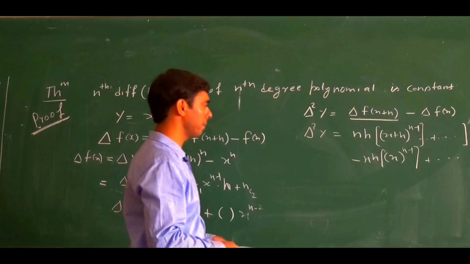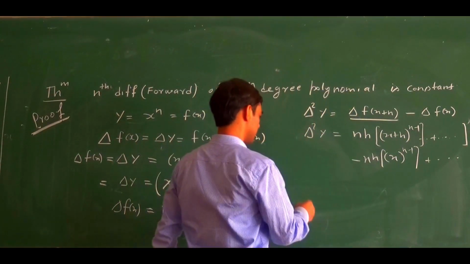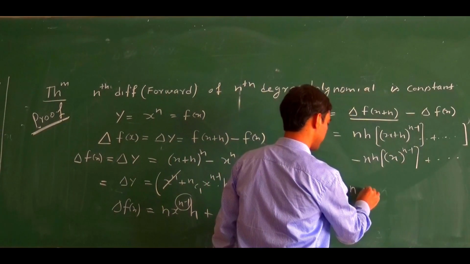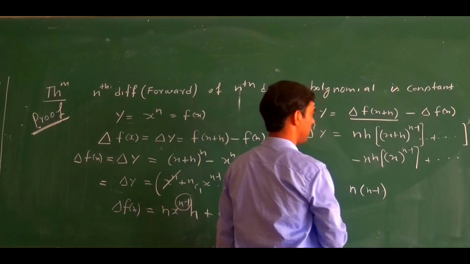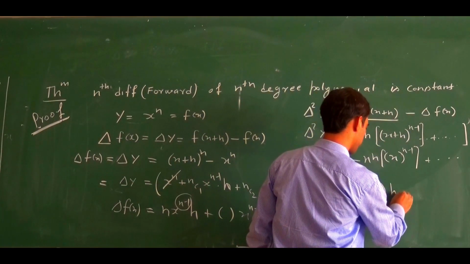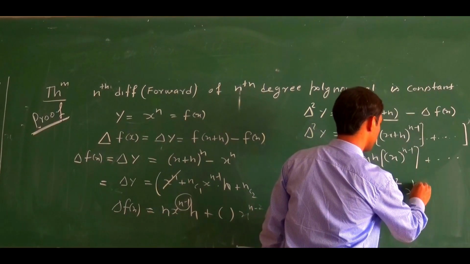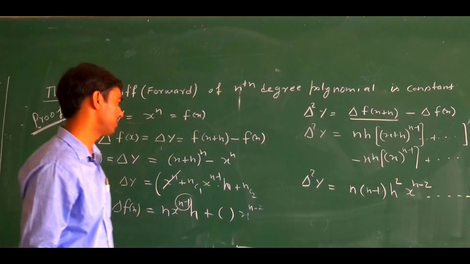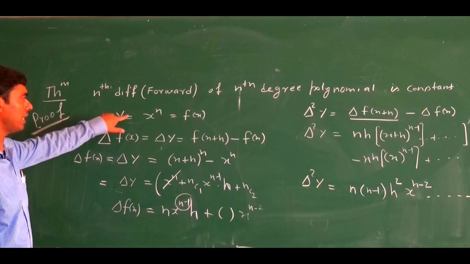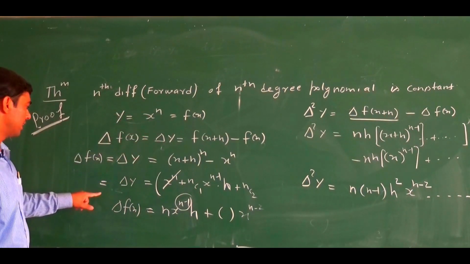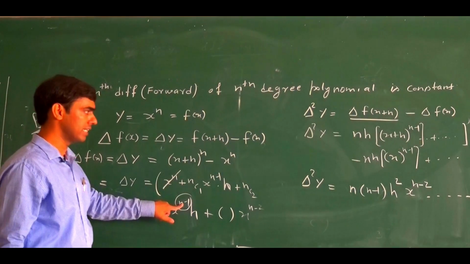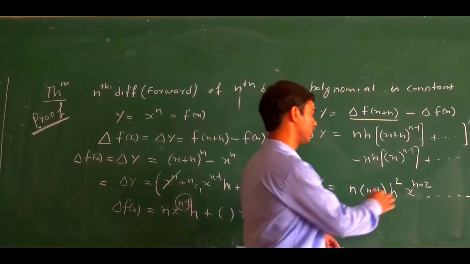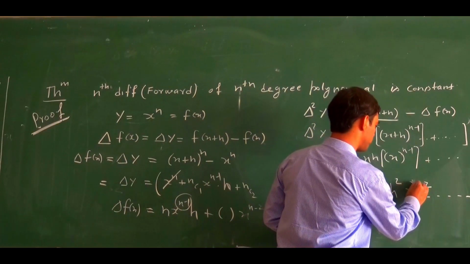If we ignore these and expand, then del 2y becomes n times n minus 1, h squared, x to the power n minus 2 and lesser power terms. This is the first term. So if you closely observe here, y is a polynomial of degree n, del y is a polynomial of degree n minus 1, del 2y is a polynomial of degree n minus 2.